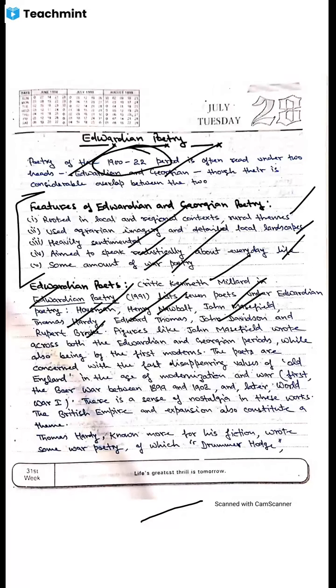So we are getting that key figures like John Masefield wrote across both the Edwardian and Georgian periods while also being among the first moderns. The poets are concerned with fast disappearing values. The most important thing: what did all these poets write about? Fast disappearing values, the values of the Victorian age, which were disappearing very fast, and especially of old England in the age of modernization and war. They also spoke about war, first the Boer War between 1899 and 1902.